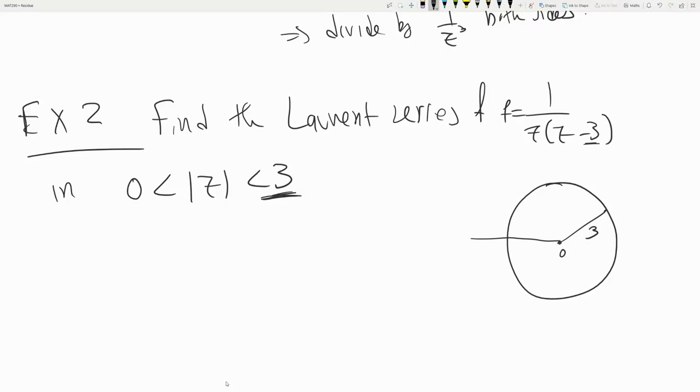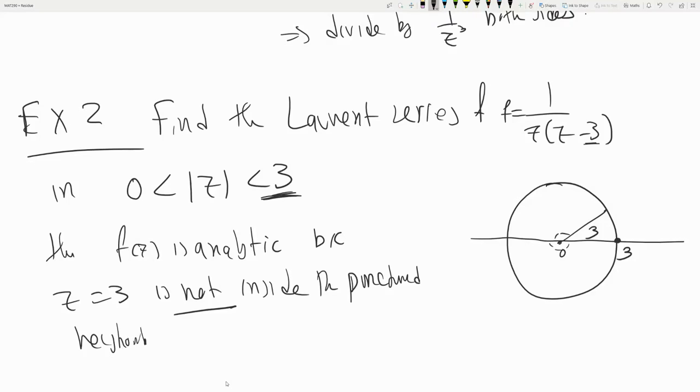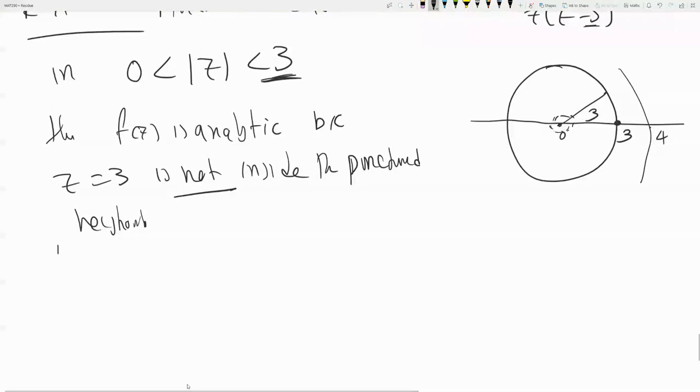So f of z is analytic because c equal to 3 is not inside the punctured neighborhood. So this is a nice example to show you that you can have poles at the boundary, okay? But you cannot have them inside. So if it was 4, say, then you cannot do it. And I will do an example right after. All right, anyhow, so let's apply the theorem.